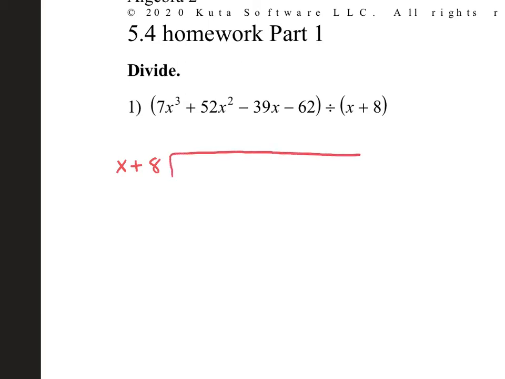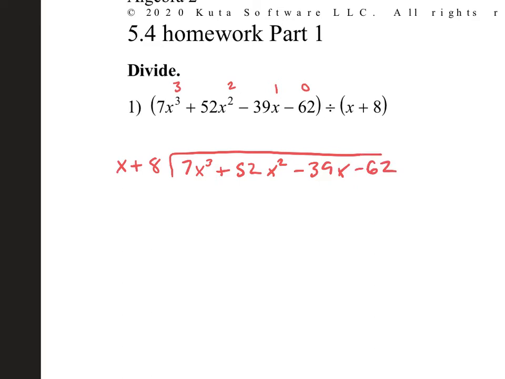Now before we put the big one on the inside, we just have to make sure we have all of our terms. So we have x cubed, x squared, just x, and a number. So we're good. We got 3, 2, 1, 0. So we can put all of those in here. So 7x cubed plus 52x squared minus 39x minus 62.